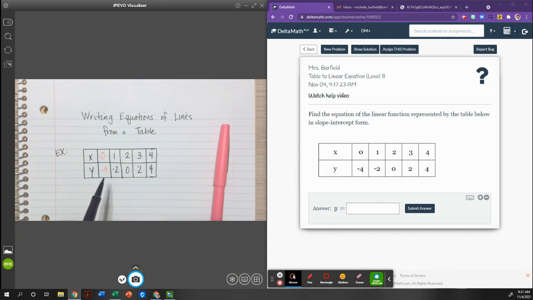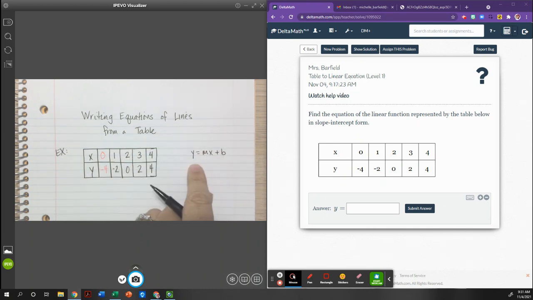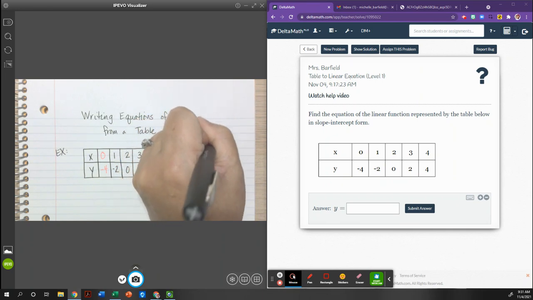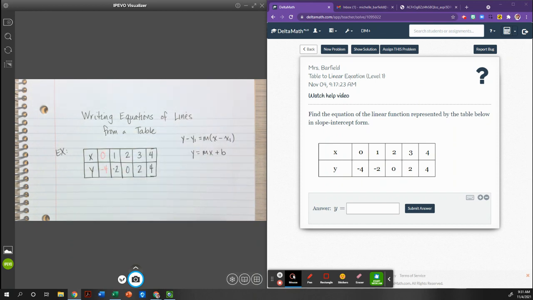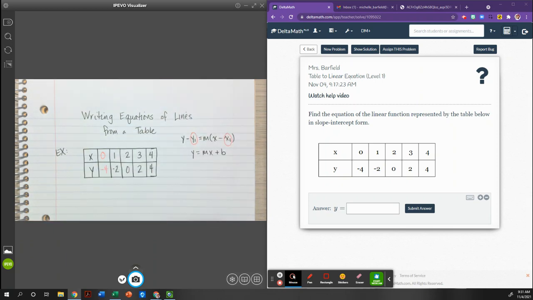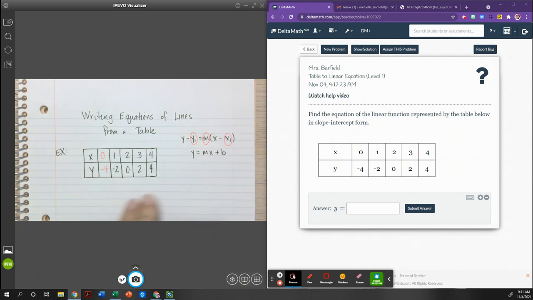I want to write the equation of a line, and they want it in slope-intercept form. Slope-intercept form is y equals mx plus b. I can also use my other equation, y minus y1 equals m times x minus x1. I would just have to pick a point and label that x1 and y1, and then pick 2 points to find my slope. I'm going to talk about that in another example, because in this example, I get to do y equals mx plus b really quickly.